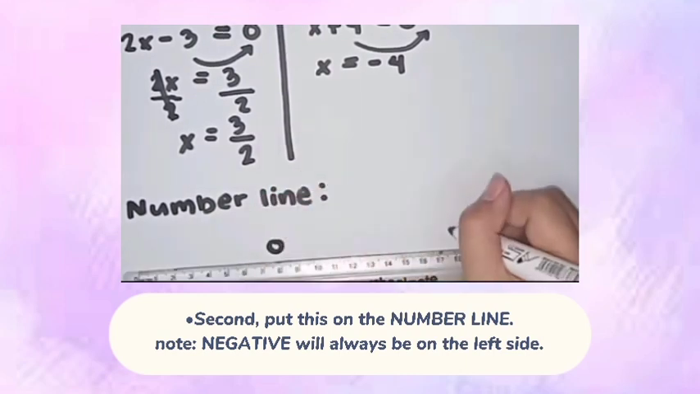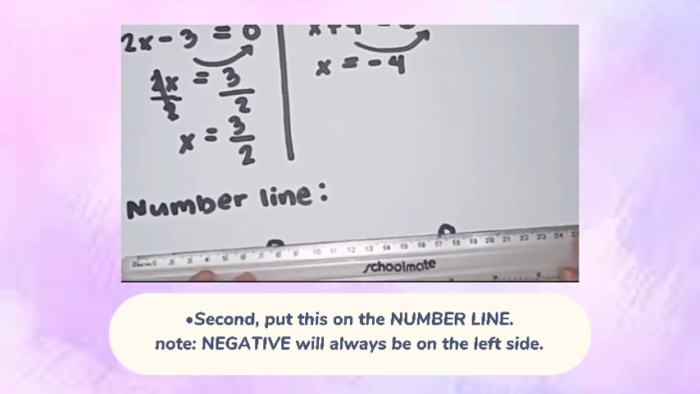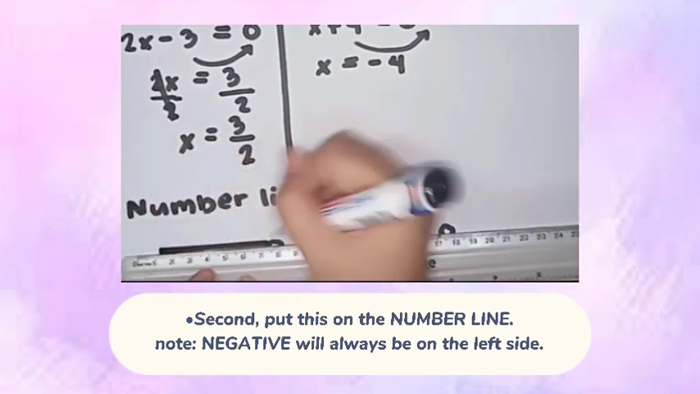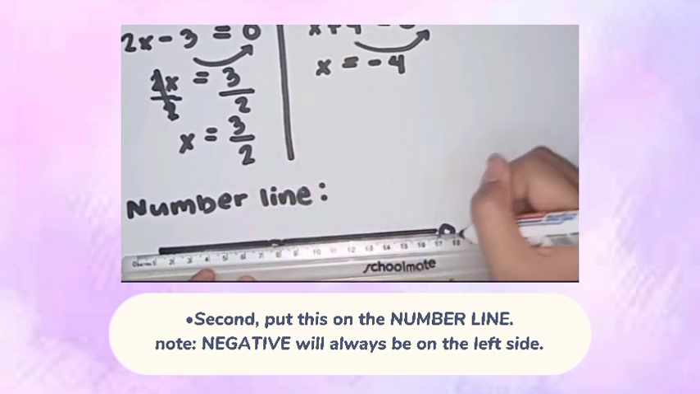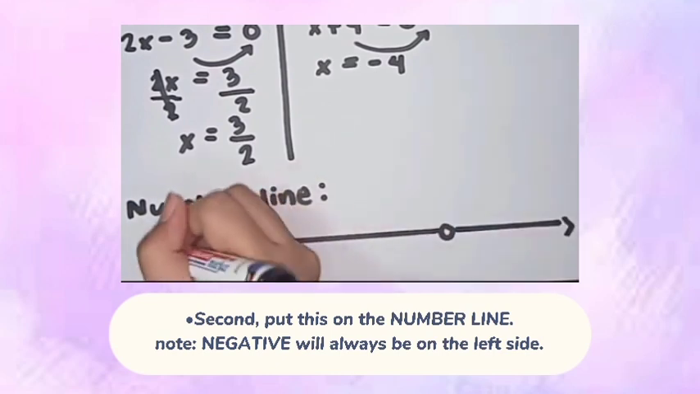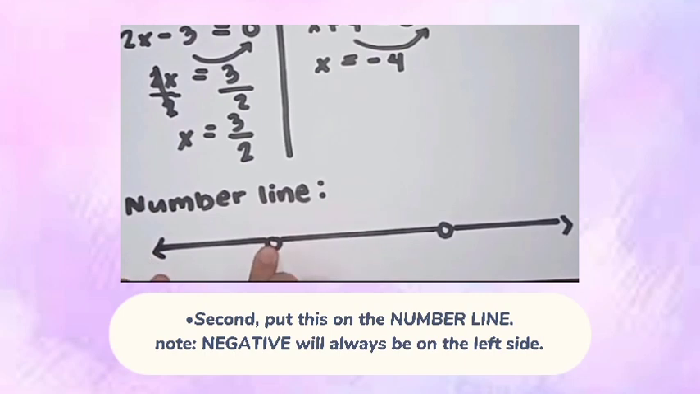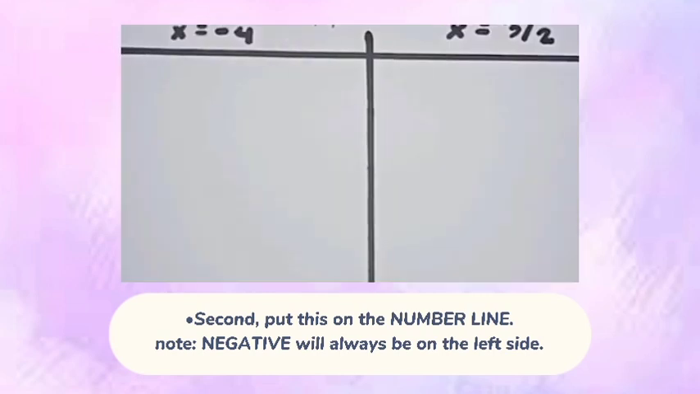In drawing the number line, we are going to draw two empty circles since we have two x values, and then draw a line on both sides of it with arrows, of course. So on the empty circle on the left side, we are going to put negative 4, and on the right side is 3 over 2. Please remember that the negative will always be on the left side.